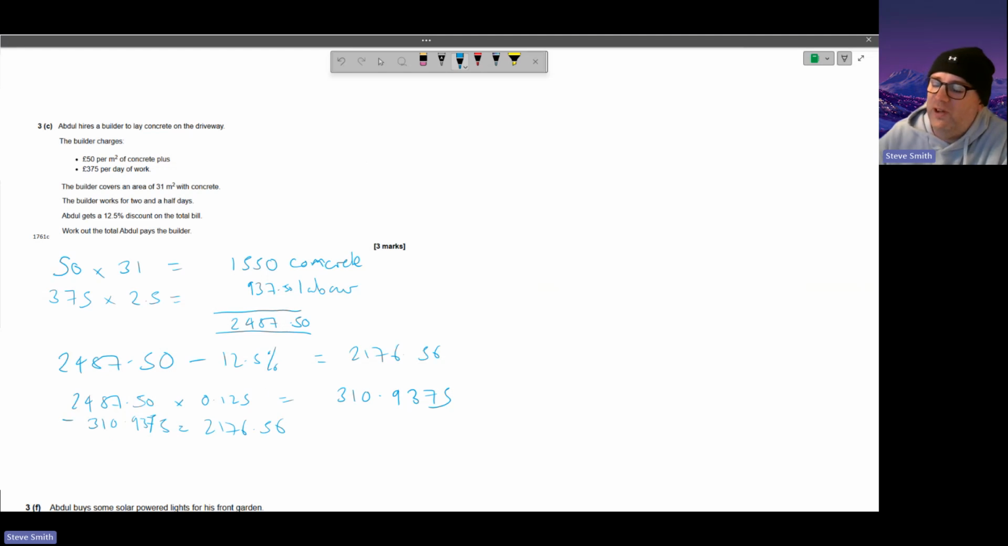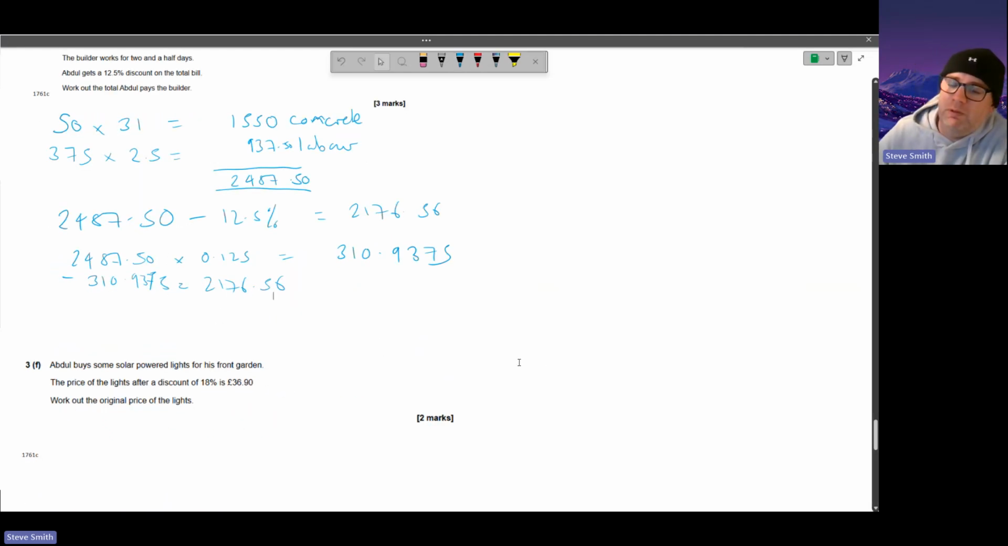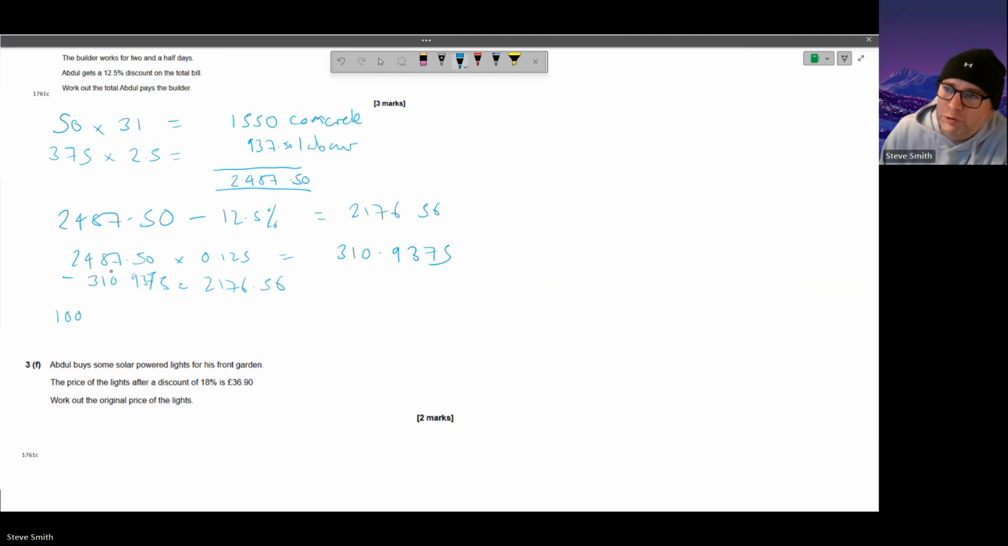2176.56. If you wanted to cut that step out, it's about recognising those number bonds. If we've got 100%, which we have here, and we're taking away 12.5, it's leaving us with 87.5%. So we want to have that amount of this figure. Rather than find out what the 12.5% is and take it away, why don't we just find out what we need left?